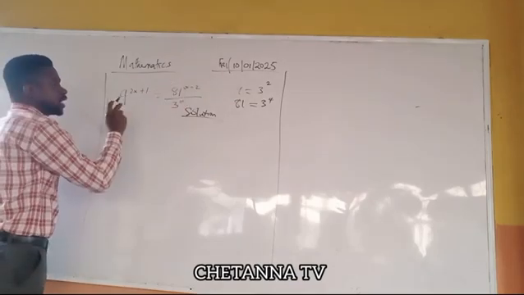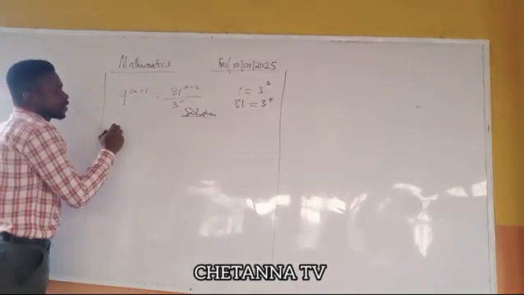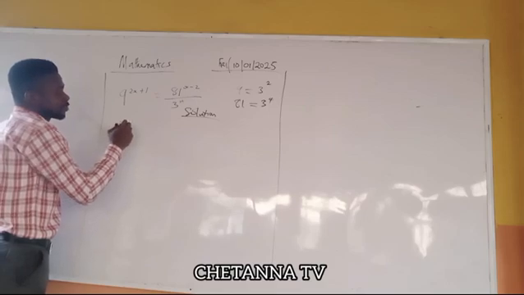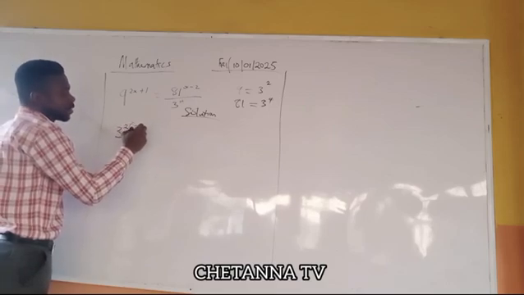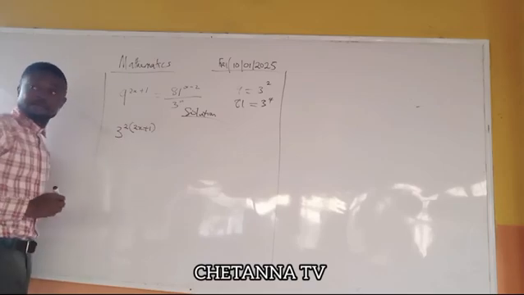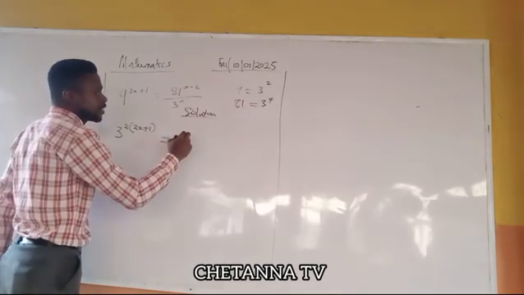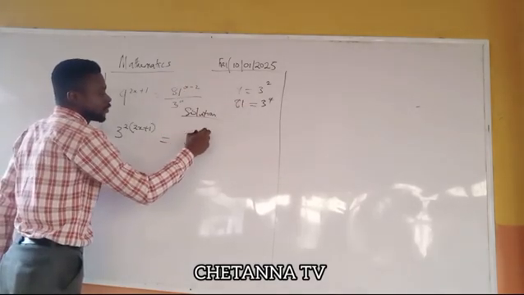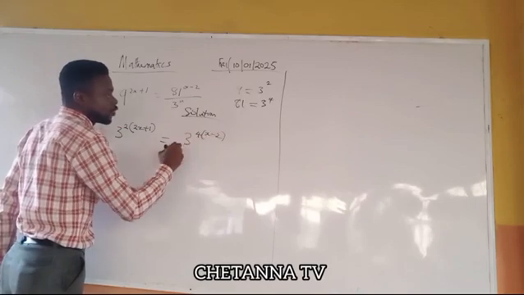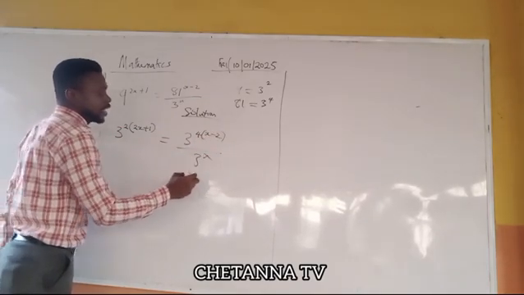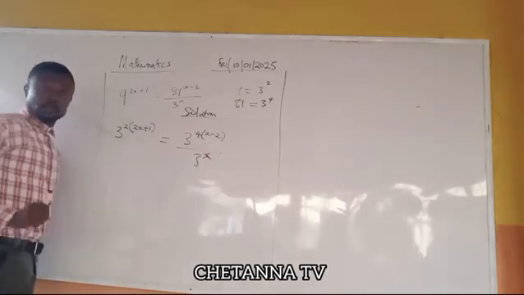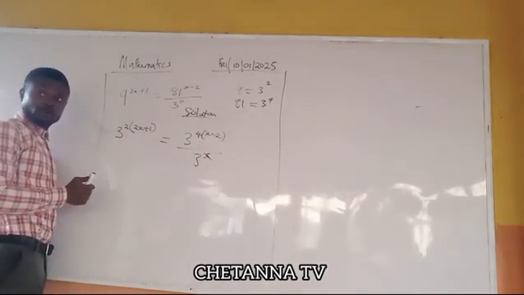So let's go. Here now becomes 3 raised to power 2, all raised to 2x plus 1, which is equal to what? Let's replace 81 with this. So we have 3 raised to power 4, all raised to x minus 2, all over 3 raised to power x. You understand what I did here?